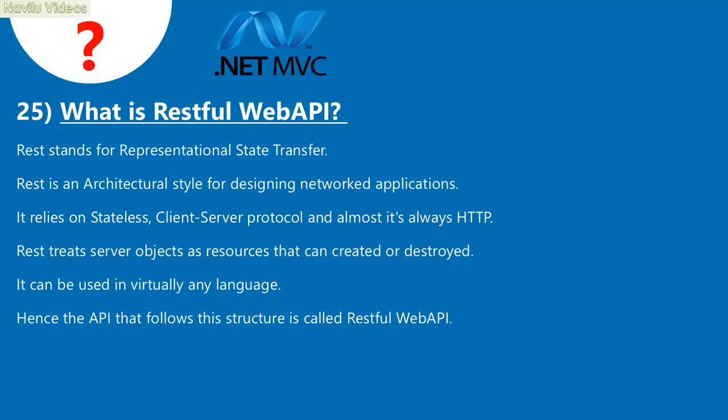25. What is RESTful Web API? REST stands for Representational State Transfer. REST is an architectural style for designing networked applications. It relies on a stateless, client-server protocol, and almost always HTTP. REST treats server objects as resources that can be created or destroyed. It can be used in virtually any language. Hence the API that follows this structure is called a RESTful Web API.